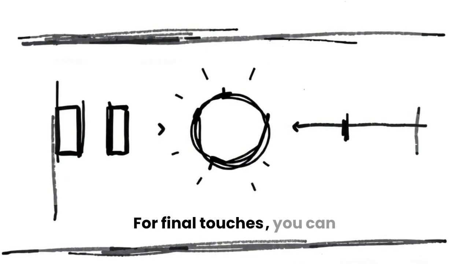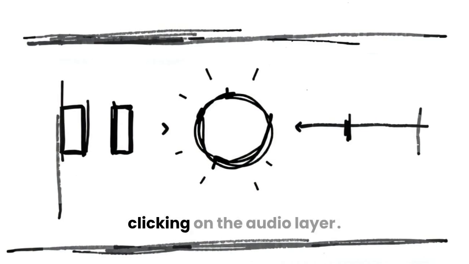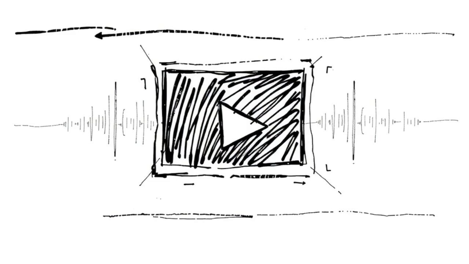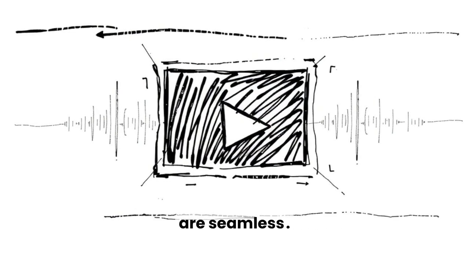For final touches, you can adjust the volume levels by clicking on the audio layer. Always preview your project by hitting the spacebar. This helps ensure your cuts are seamless.